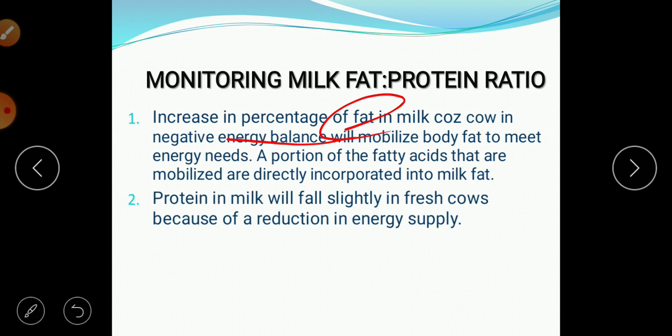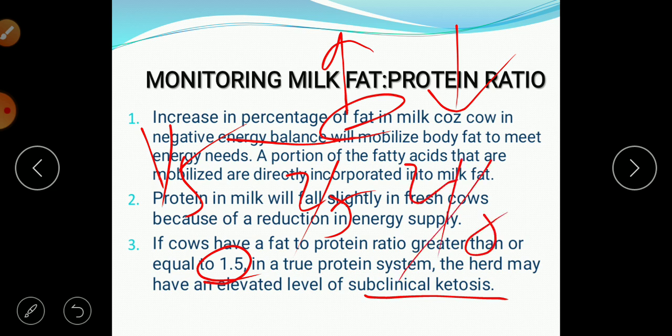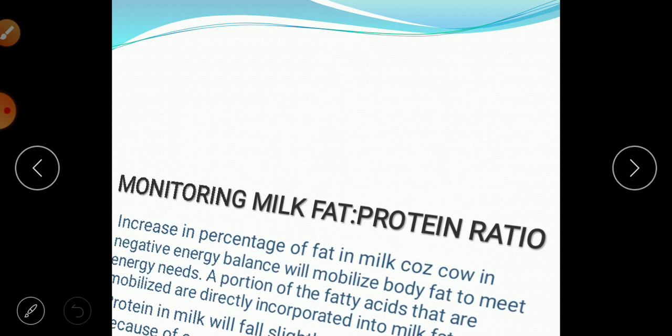Second, coming to protein, milk protein will fall significantly. As you know, if milk fat concentration rises, obviously the protein concentration declines, because protein is nothing but the building block of the animal. If protein concentration declines, the animal will definitely become thin and emaciated. So if a cow has a fat to protein ratio greater than or equal to 1.5, it indicates a true protein deficiency, and this herd may be at risk of clinical ketosis. If this ratio rises further, for example 1 to 5, 3 to 5 or 4 to 5, then we can be fairly certain of the incidence of subclinical ketosis.